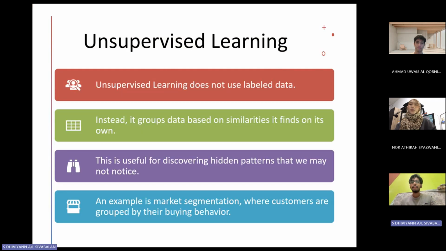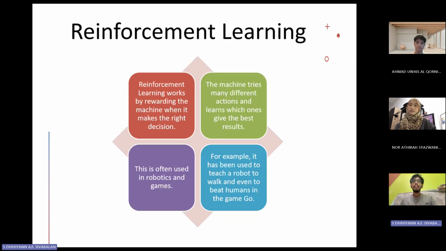Next is unsupervised learning, where it doesn't use any labeled or grouped data. Instead, it groups data based on similarities. For example, with the same surnames, it will group them in one and separate the next. This is useful for discovering hidden patterns that we may not notice. Next, we are going through reinforcement learning, where it works by rewarding the machine when it makes the right decision. For example, the machine tries many different actions and learns which one gives the best results. This is most commonly used in robotics and game AI, such as in Valorant.